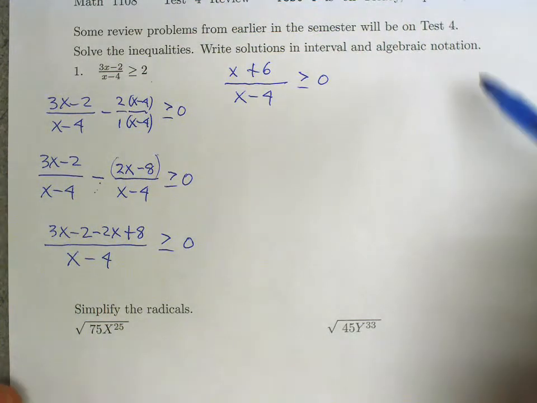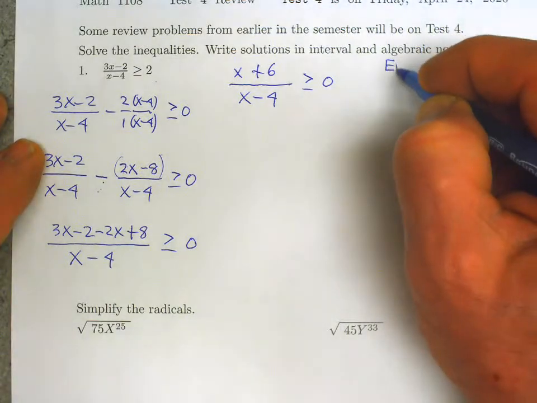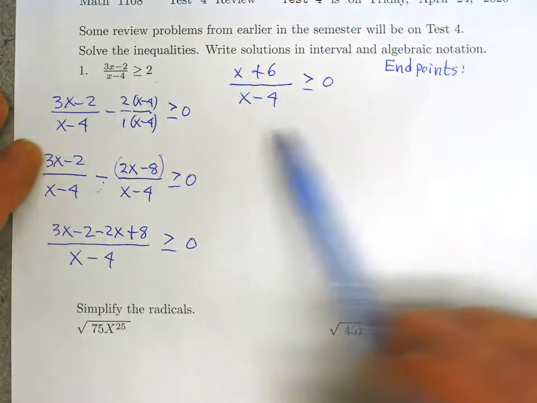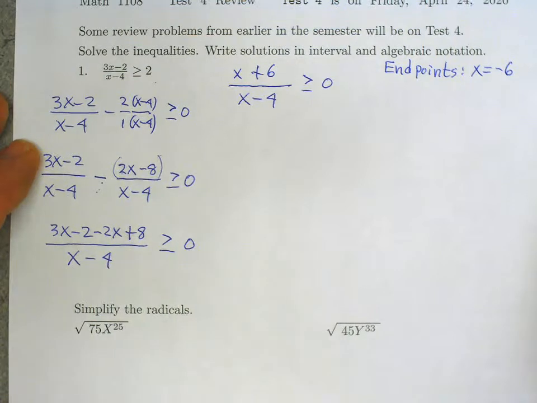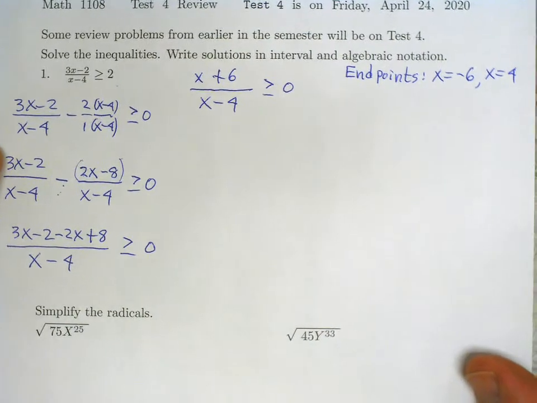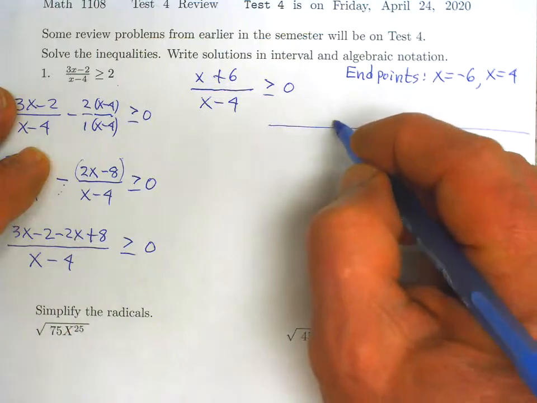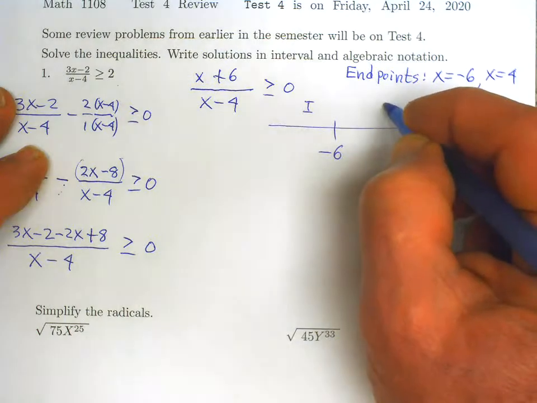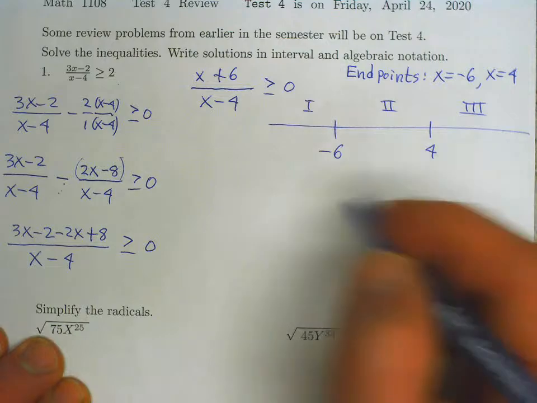Okay, now we have the rational inequality the way that we want it. And the endpoints are the x values that make the numerator 0 combined with the x values that make the denominator 0. So the endpoints are negative 6, that comes from the numerator, and x equals positive 4, that comes from the denominator. So like all inequalities, we plot the endpoints on the number line. Those 2 endpoints divide the number line into 3 separate intervals.